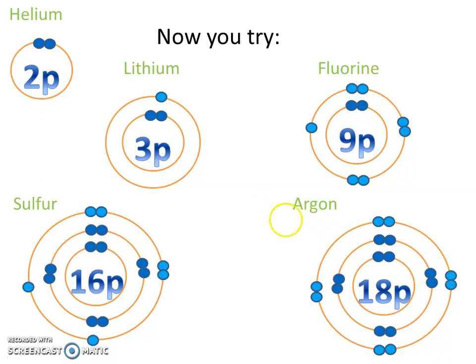One of the things we see from the Bohr model is the number of valence electrons each atom has. Remember, valence electrons are the electrons in the outermost energy level that actually contains electrons. So there are 2 valence electrons for helium, 1 for lithium, 7 valence electrons for fluorine, 6 valence electrons for sulfur, and 8 valence electrons for argon.